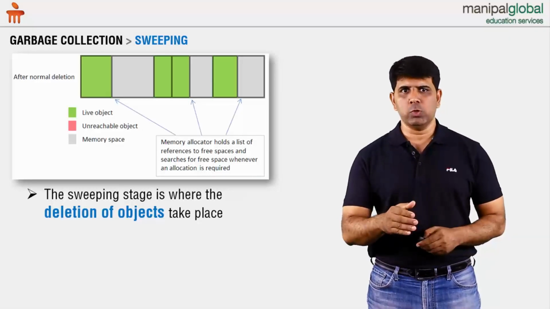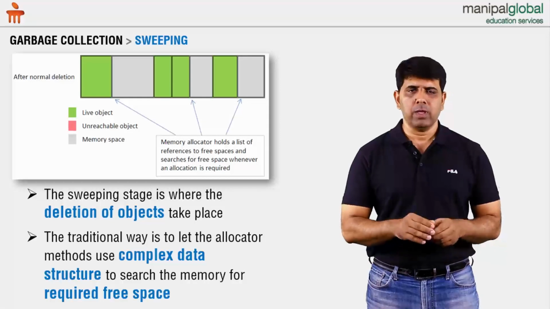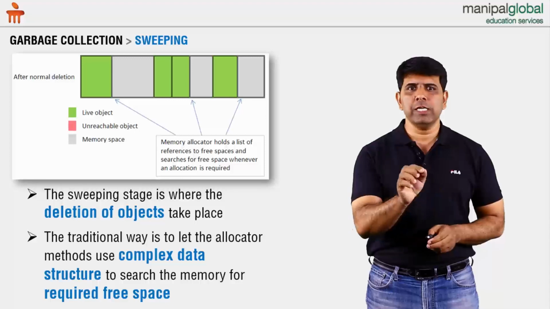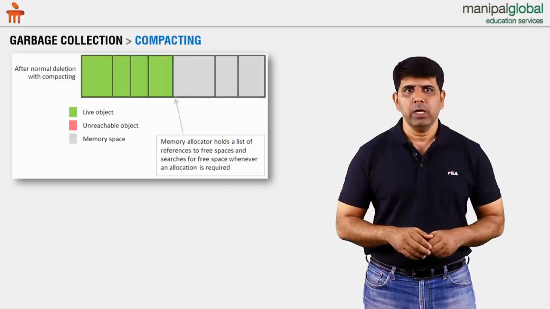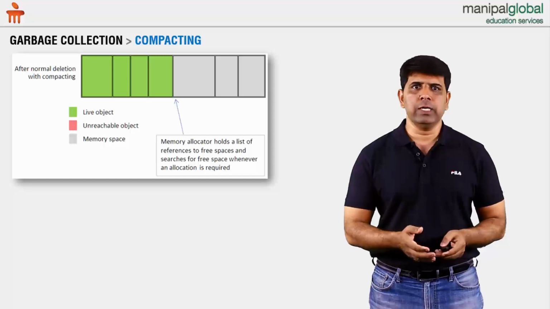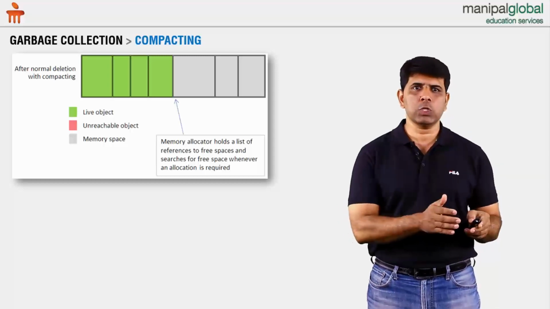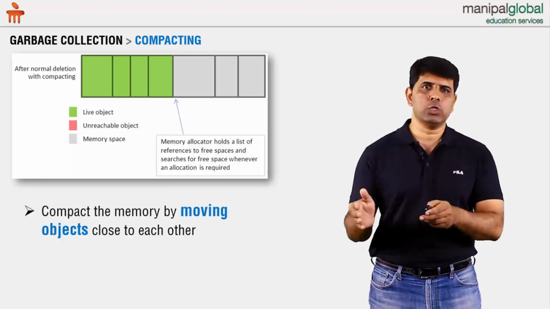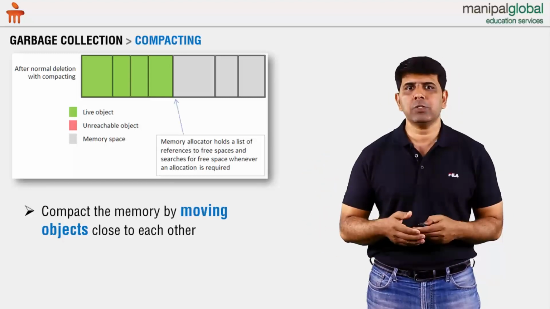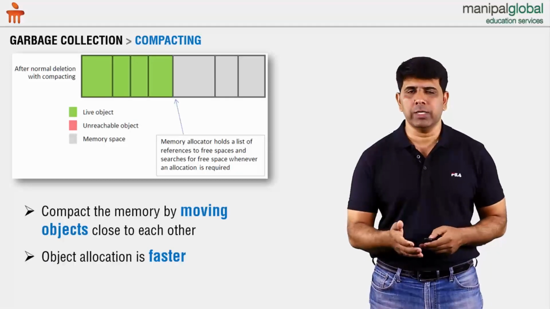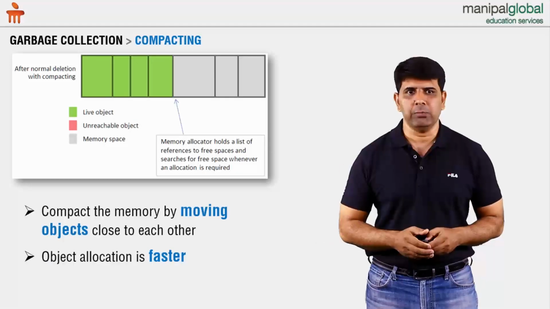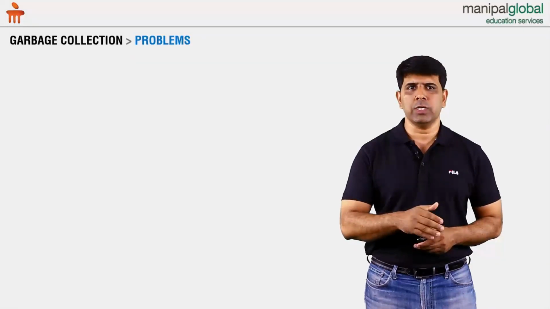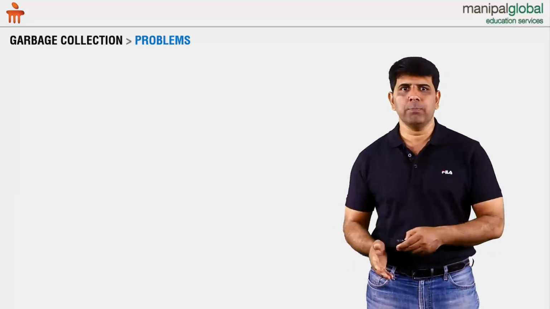The sweeping stage is where deletion of objects takes place, and an older way of doing this is by making sure that each pointer is noted. There is another process that was introduced later, called compacting, where after the sweep is over, you move all the live objects together. So now it has to remember only one pointer from where new allocations can take place. This way the object allocation can be much faster. So those are mark, sweep and compact.